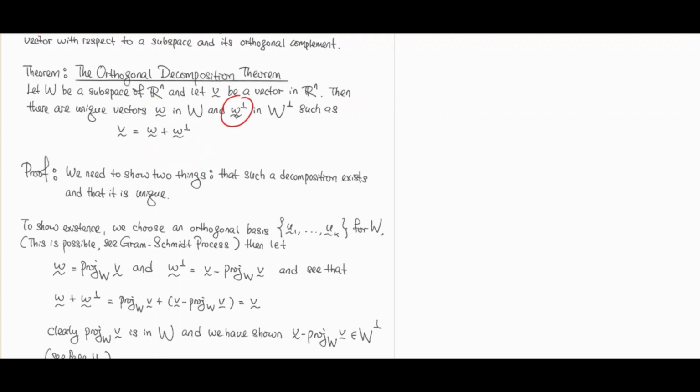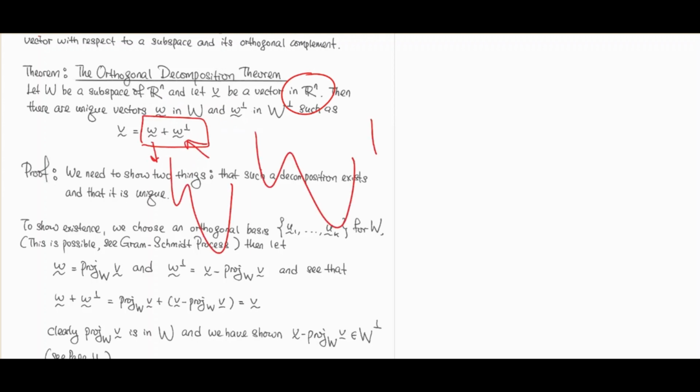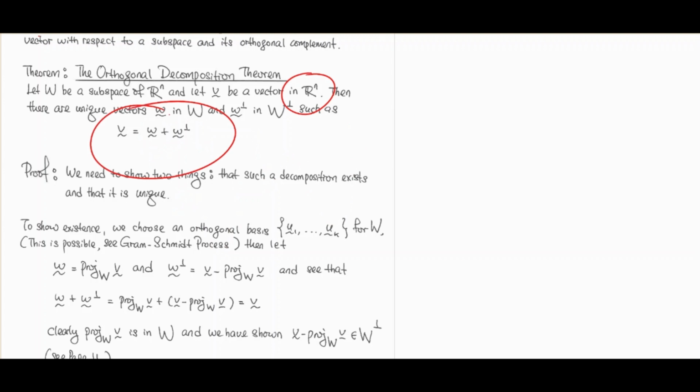But I'm saying that any vector V that is in Rn can be written as a sum of these two vectors. This one is from this W, and this one is from this vector space W perp. And there's only one way you can write them. It's unique. The proof is actually pretty straightforward.